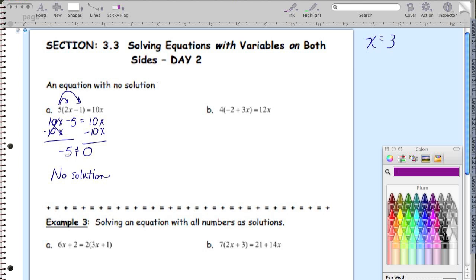And sometimes, if you have a number not equaling 0, I like to put a big N here, kind of as a hint. No solution, okay?